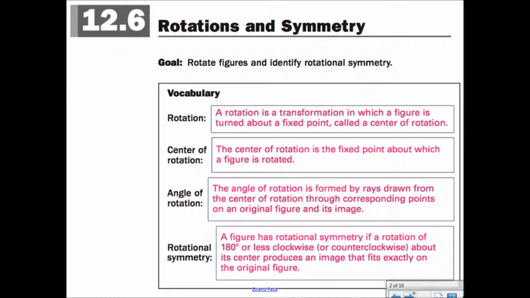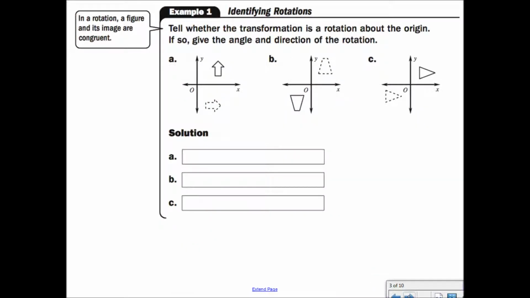Rotational symmetry: a figure has rotational symmetry if a rotation of 180 degrees or less, clockwise or counterclockwise, about its center produces an image that fits exactly on the original figure. So, tell whether the transformation is a rotation about the origin. If so, give the angle and direction of the rotation.